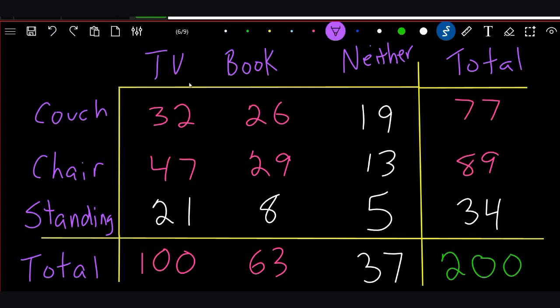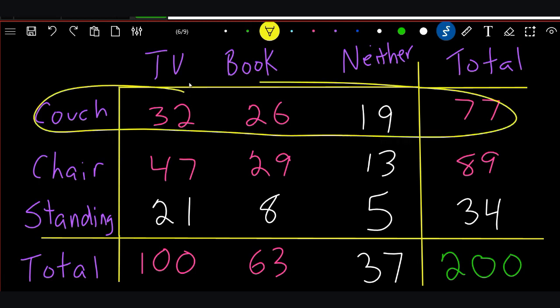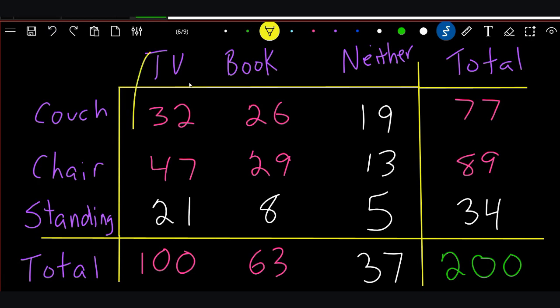All right, so there's really one more thing that we can do here, and we can really do it one of two ways. We have to choose which way we're going to answer this. We can find the percentages, but we either have to find the percentages of the couch people, or we have to find the percentages of the TV people. If we say, let's find the percentages of the people who were on the couch, how are we going to do that? We would say 32 over 77.